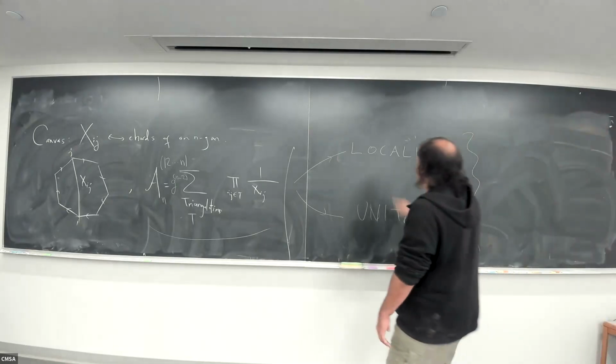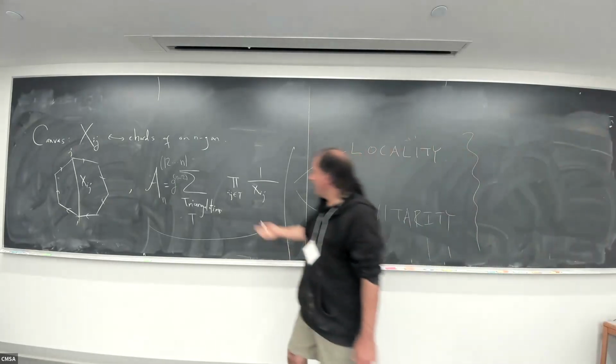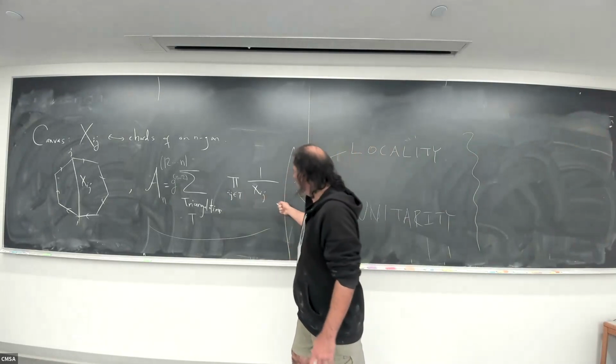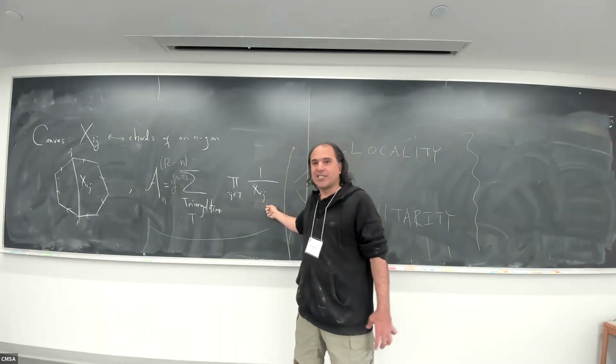So what is this basic fact? Locality tells us, well, here it's totally obvious, that the only singularities that this thing has are just poles in X, okay?